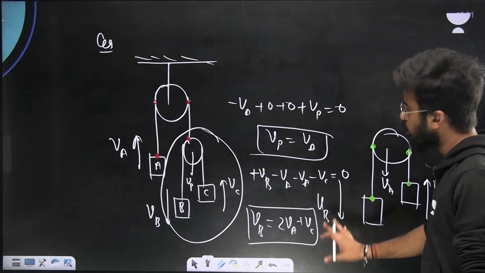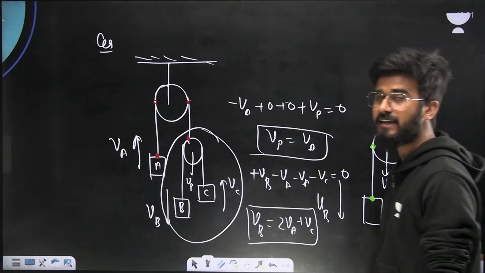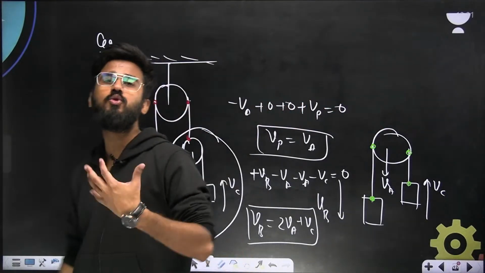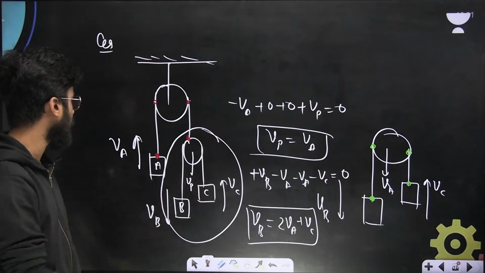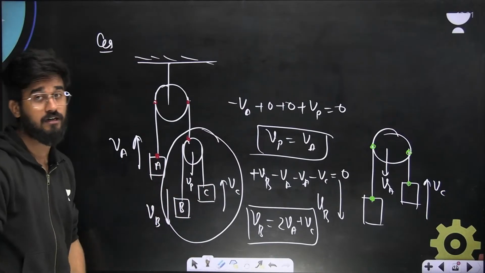Okay, so you'll have to understand one thing, that we are applying this for the velocity. We can also do the same for acceleration. Suppose that we have been given the acceleration, the acceleration of this block A is AA.